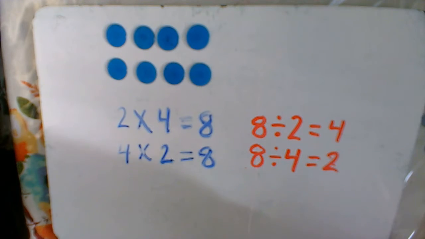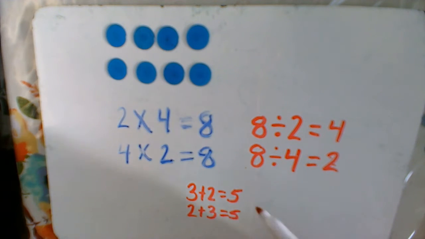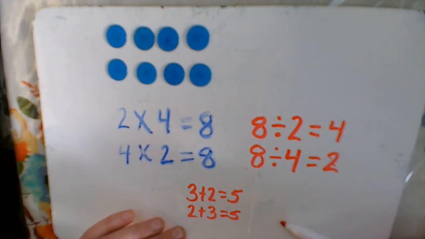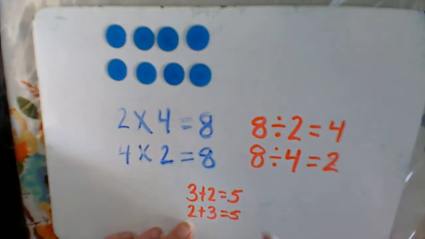Okay? This is very similar to the relationship between addition and subtraction. Let's just do a very simple one. For example, 3 plus 2 equals 5. And also, 2 plus 3 equals 5. I'm just showing you how addition and subtraction are related. It has nothing to do with this array, okay?